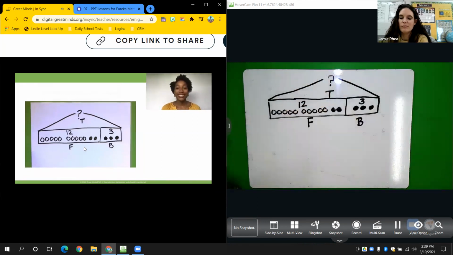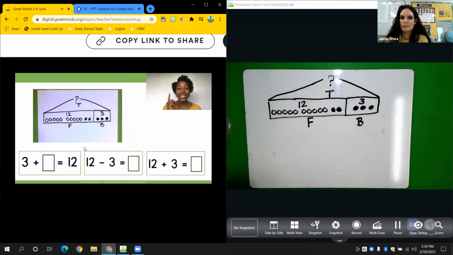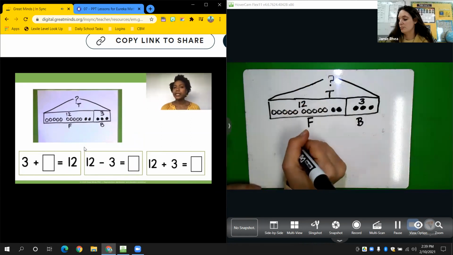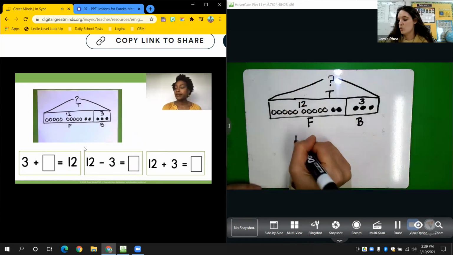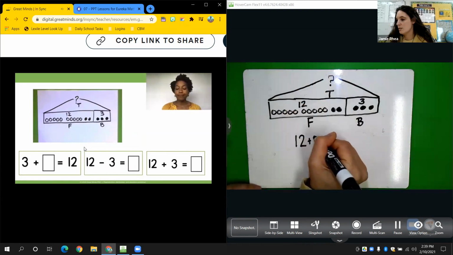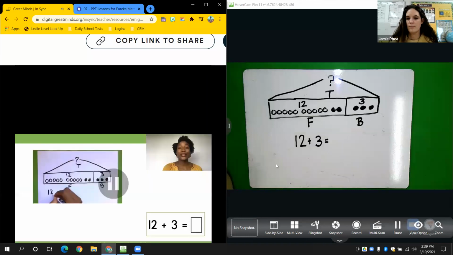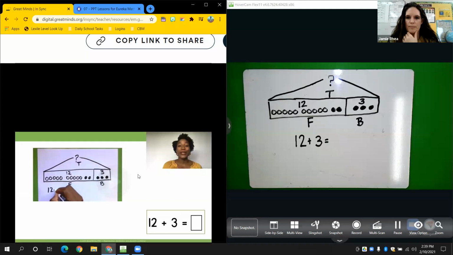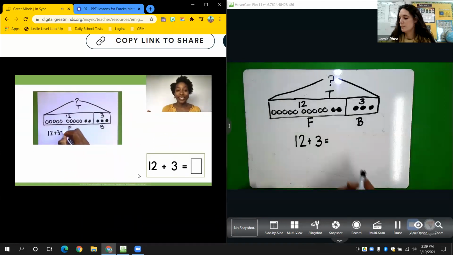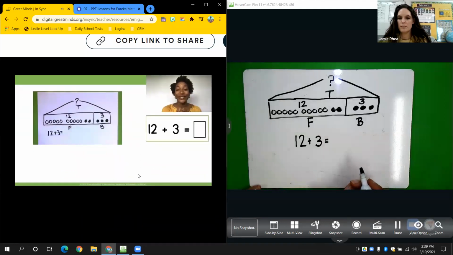Great. Now, mathematician, take a moment to think. Which one of these number sentences match this tape diagram? We're looking for the total. Which number sentence makes the most sense? 12 plus 3 blank. Hold on, guys, just a second. My apologies, guys. We know 12 and 3 are our 2 parts that we're putting together to find the total.